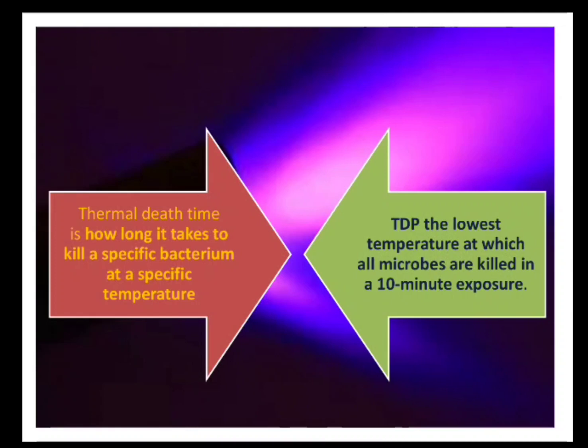Before that, we need to know something about TDP and TDT, thermal death time and thermal death point. What is thermal death time? It is the time required to kill the microorganism at a specific temperature. That is called thermal death time. How long a microorganism takes to die at a specific temperature. What is thermal death point? The least temperature to kill one specific microorganism in 10 minutes. That is called thermal death point.